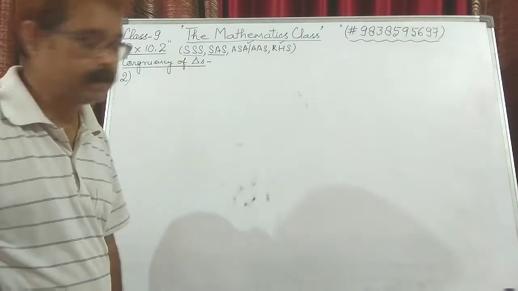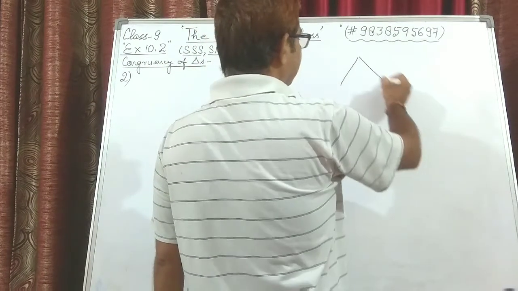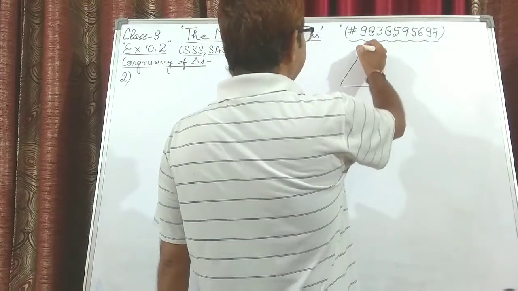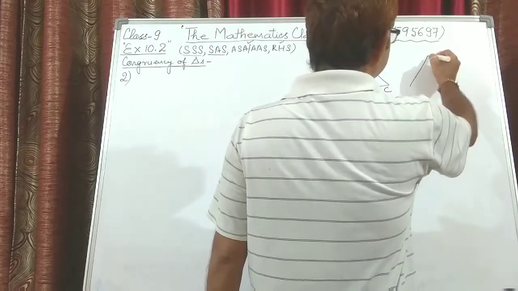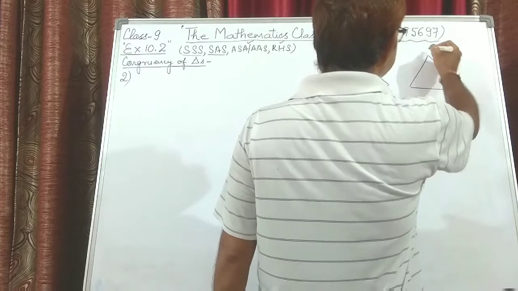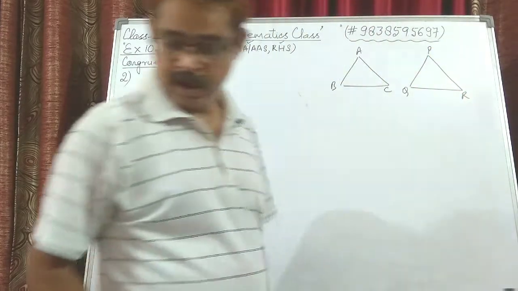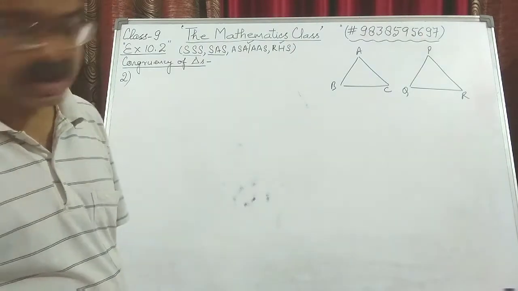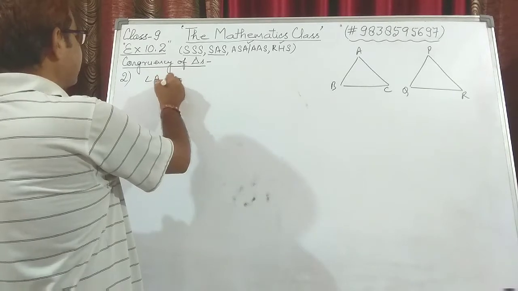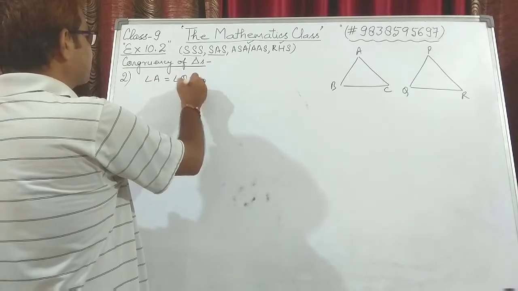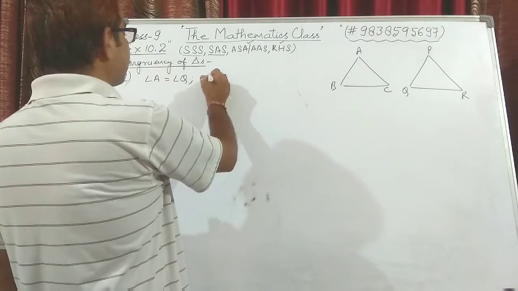They say in triangles ABC and PQR. So we will make two triangles. Let's say these are two triangles ABC and PQR. Now they say that in this, angle A is equal to angle Q. What is given? First point, angle A is equal to angle Q, and second point, angle B is equal to angle R.